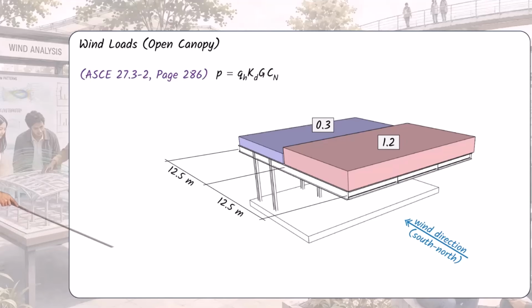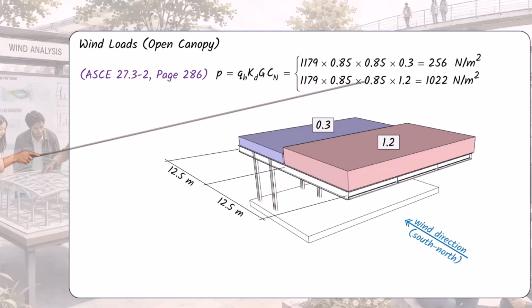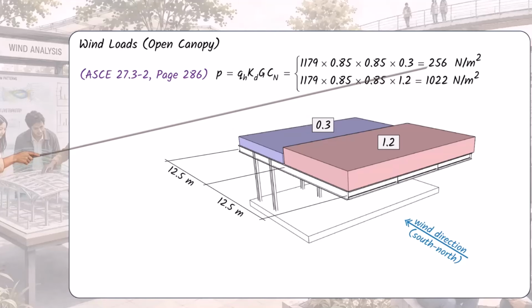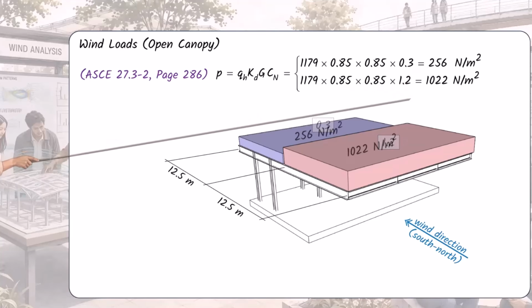Substituting these values for C sub n in equation 27.3-2 gives us 2 design wind pressures. On the windward side, the pressure is 1,022 newtons per square meter. On the leeward side, the pressure is approximately 256 newtons per square meter. These roof pressures are transmitted to the supporting frames as distributed loads.